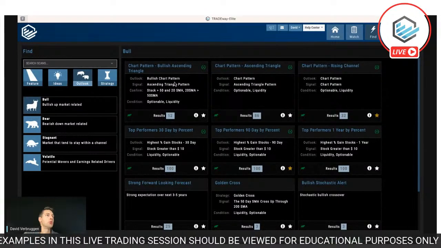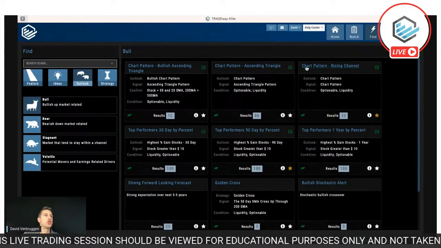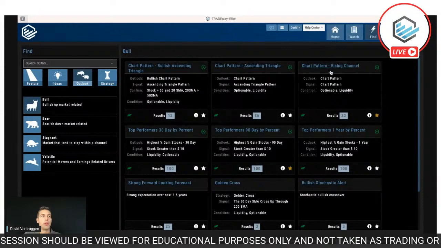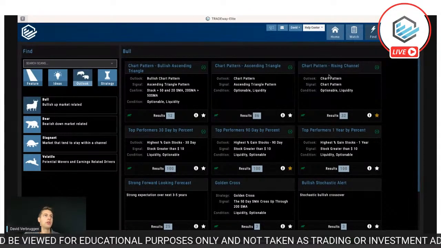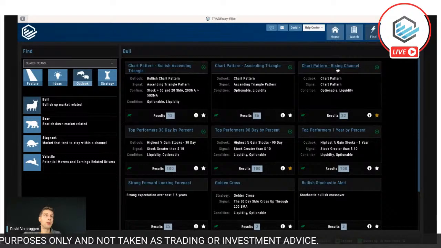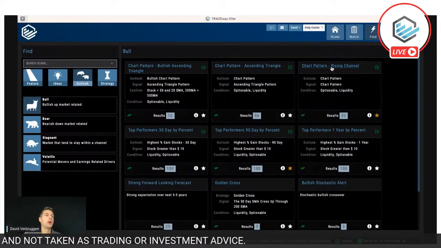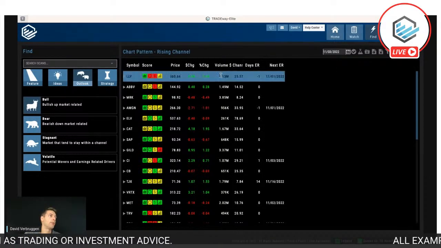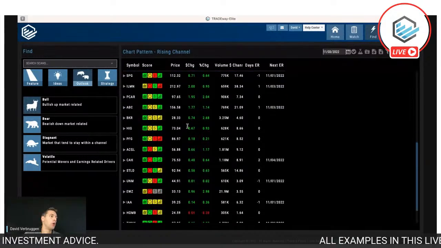And within bullish, I usually just like to go to chart pattern rising channel. That's the platform's language for uptrend. That's what that is. It's just a rising channel. So we're going to go ahead and click on that. And it's going to pull all these up here.